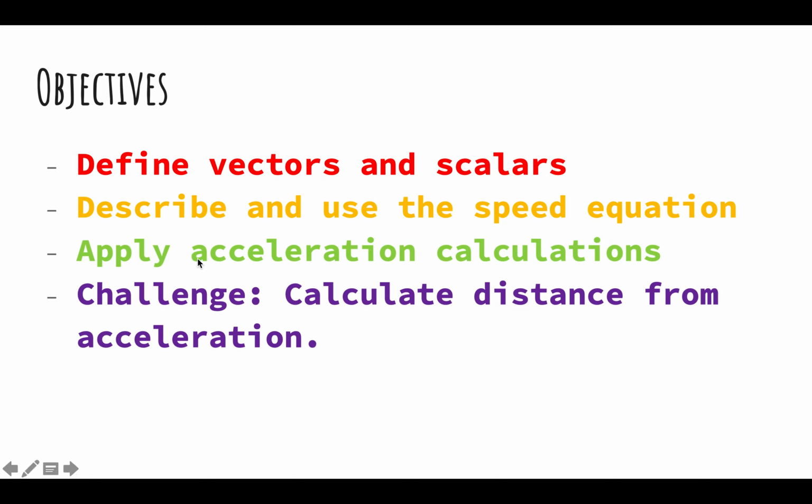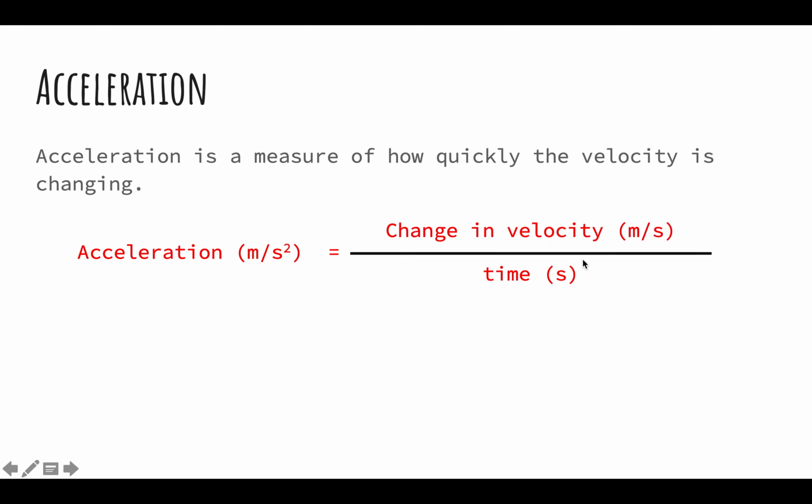So next thing, we've got this concept we call acceleration. So we're going to look at acceleration, what it is, and we're going to use the acceleration equation and do some calculations. So basically, acceleration is a measure of the change in velocity. Okay, so acceleration is the change in velocity divided by time.